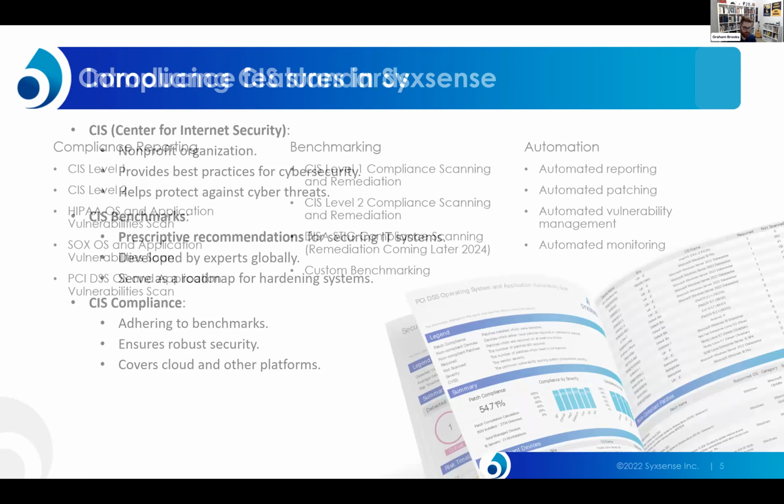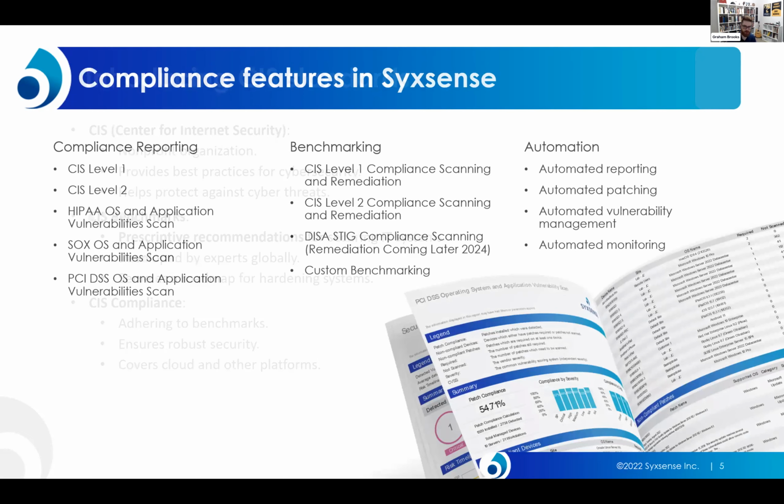Okay, so Syxsense, we are going to provide a lot of utility around CIS. There's a couple really specific elements here. There's going to be the reporting element. The phrase that I always return to is if it's not documented, it didn't happen. So you need to be able to have compliance reporting showing you that you have CIS level 1 or CIS level 2 enforcement in your environment.